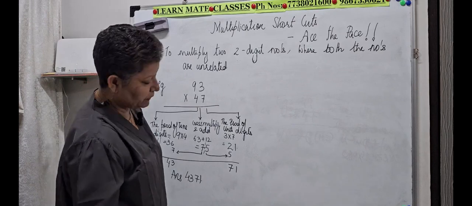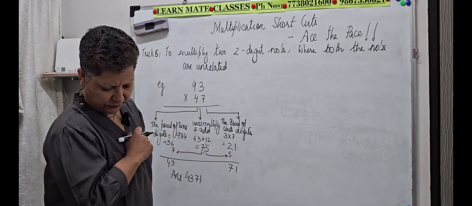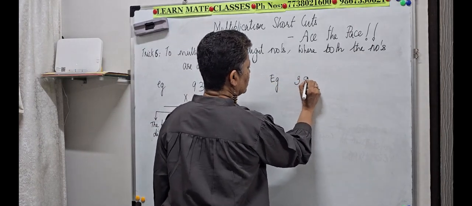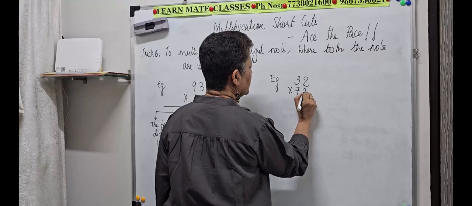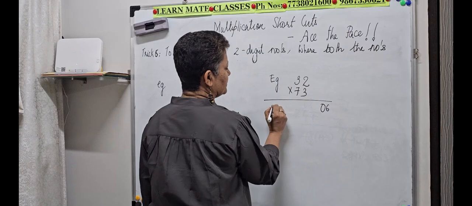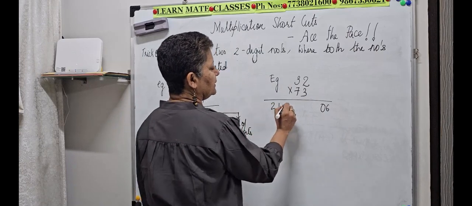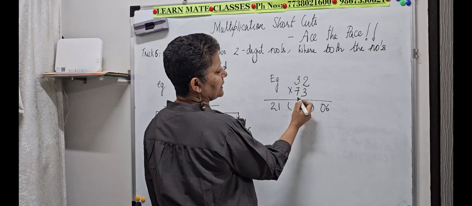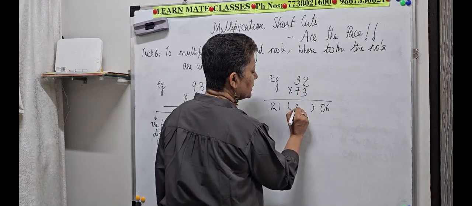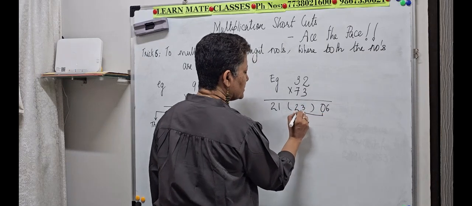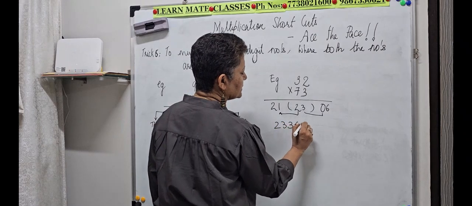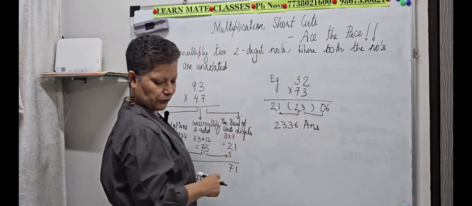Another one which I'm going to be doing for you is 32 into 73. I'm not going to be writing so much of the explanatory part. So 2 threes are going to give me 0, 6. 3 sevens are going to give me 21. In the middle here, I'm going to get 7 twos are 14 plus 3 threes are 9. 14 plus 9 is going to give you a 23. The 3 comes here, the 2 comes here. So this becomes 2, 3, 3, 6 as your answer. That was quick, wasn't it?